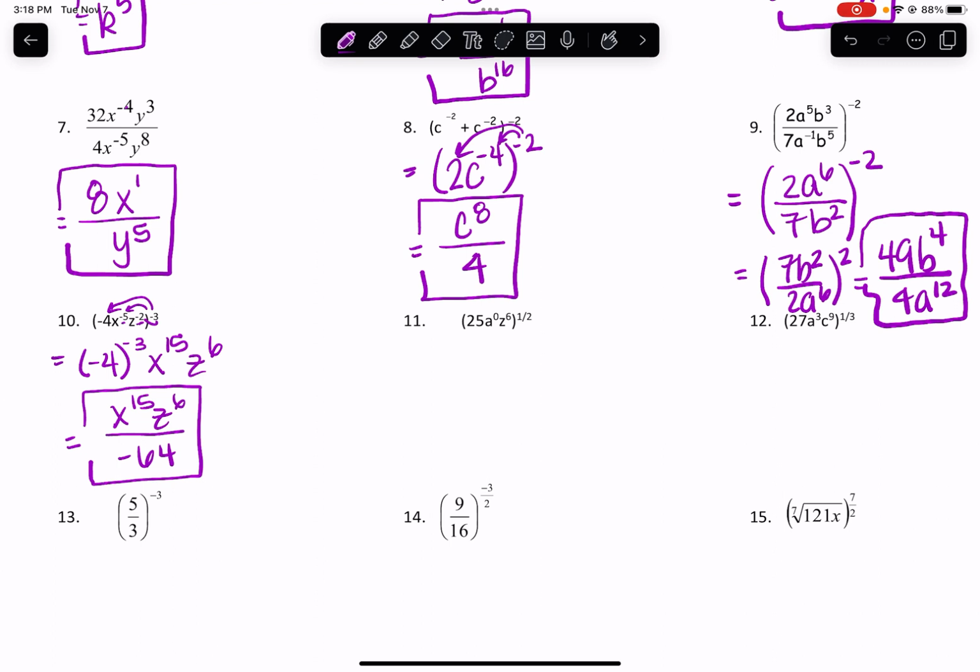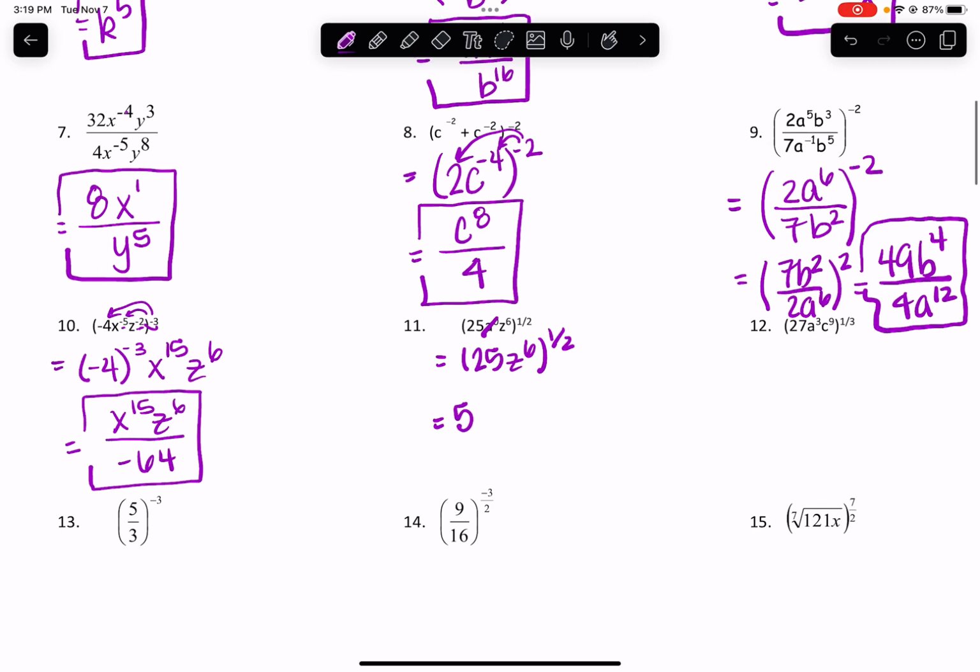Okay. Anything to the 0 power is 1, so that's gone. So I really have 25 z to the 6th to the 1/2. And that just means square root, or times 1/2. So square root of 25 is 5. And then 6 times 1/2 is 3.